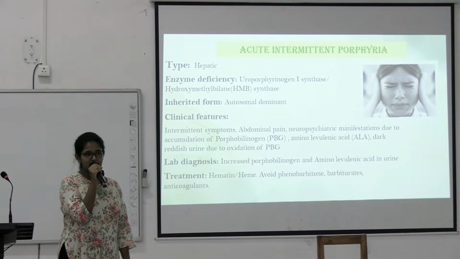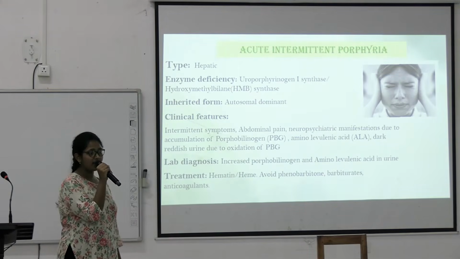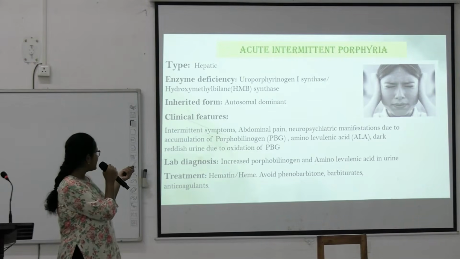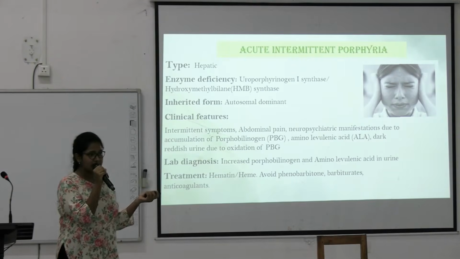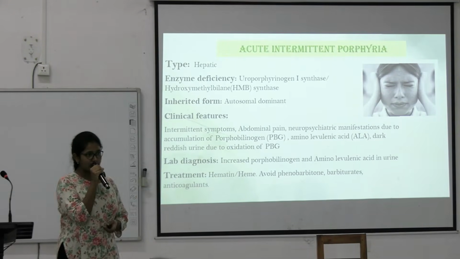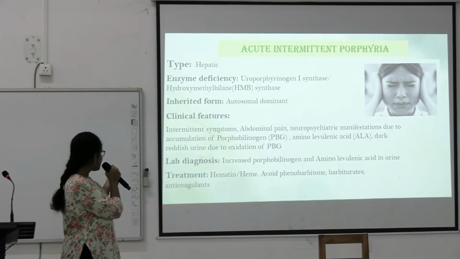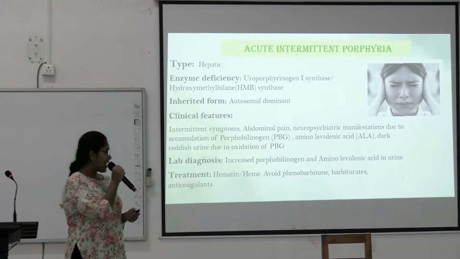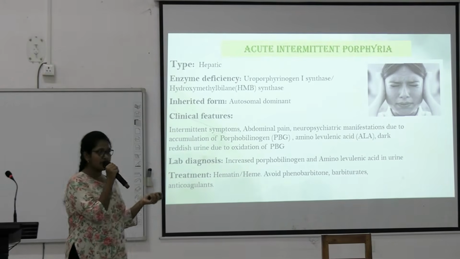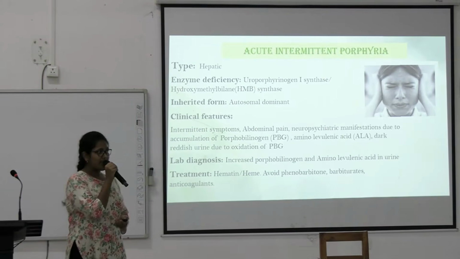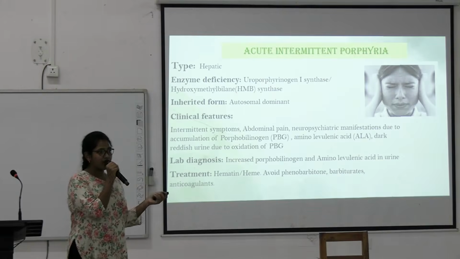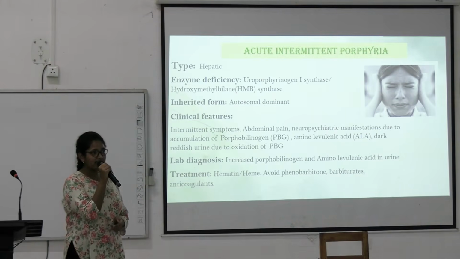Acute intermittent porphyria is a type of hepatic porphyria caused by the deficiency of porphobilinogen deaminase, or hydroxymethylbilane synthase. It is inherited as autosomal dominant. Major clinical features are abdominal pain and neuropsychiatric manifestations. Also, dark reddish colored urine is present due to oxidation of PBG. It can be diagnosed by increased levels of PBG and ALA in the urine. Treatment includes heme or hematin infusion and avoiding cytochrome P450 drugs.